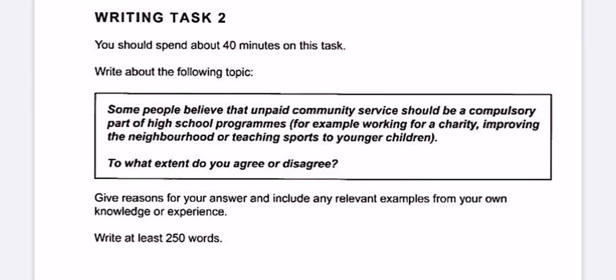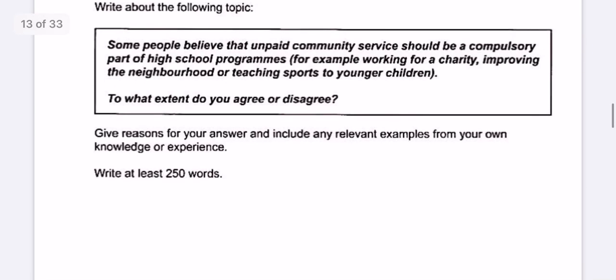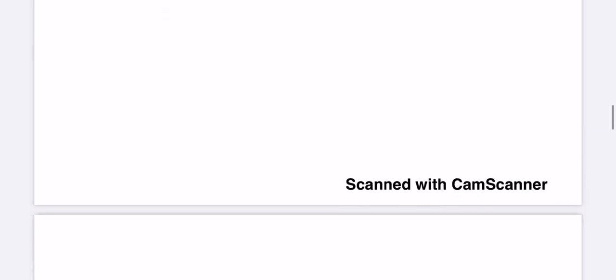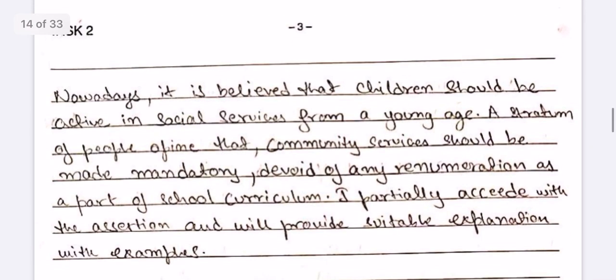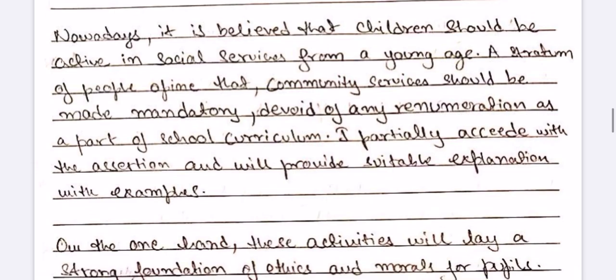You can also see here one example: some people believe that unpaid community services should be compulsory part of high school programs. For example, working for a charity, improving the neighborhood or teaching sports to younger children. To what extent do you agree or disagree? So, here's the answer: factual statement is there, then paraphrasing the question in own words, then the writer's partial agreement in the thesis statement is there.